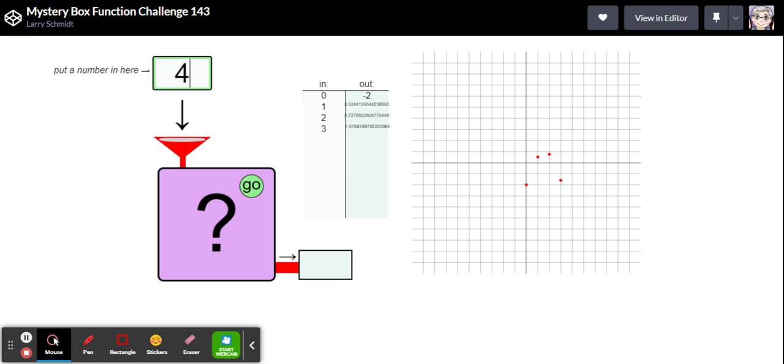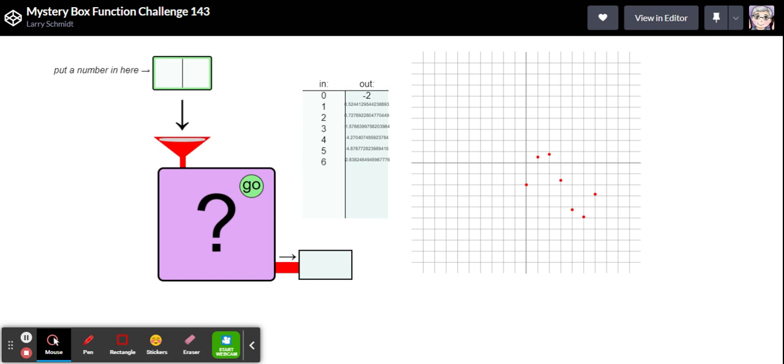Let's try a 4. Oh, way down there to -4 point something. How about a 5? And almost to -5. And it's starting to go back up again, or it's starting to slow down the rate at which it was dropping. Yeah, let's put in a 6. And now it's going back up. Okay, so I think this is a trig function.